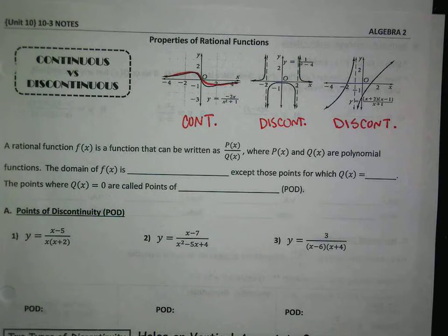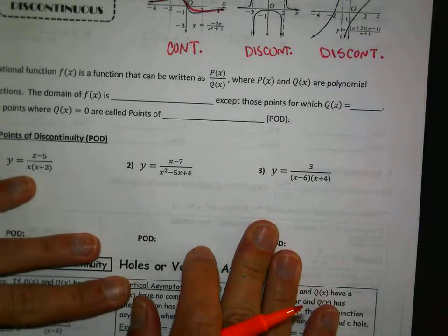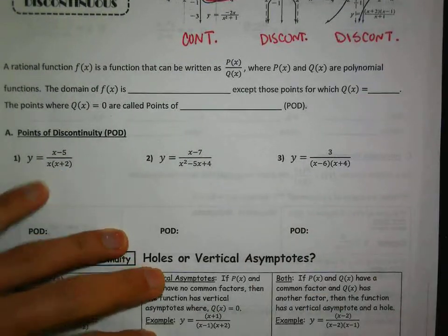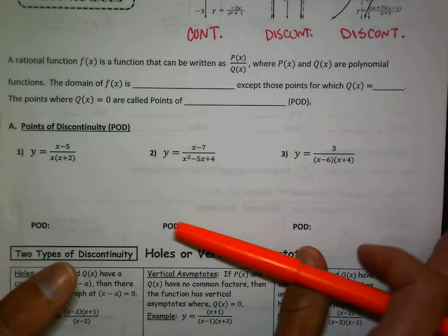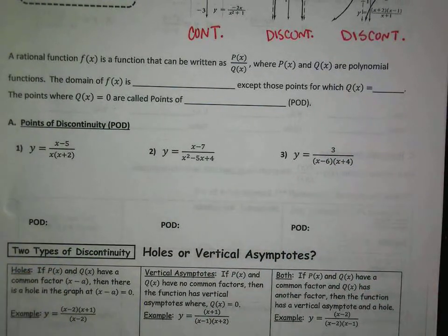So, a continuous function is one that you can draw without picking up your pencil. There are no breaks or pieces of it. Okay, this next part. A rational function is a function that can be written as p of x over q of x. P of x and q of x are polynomials. So I just have stuff on top, I have stuff on bottom. That's all that means. So it's just one big fraction. That's what we're looking at.